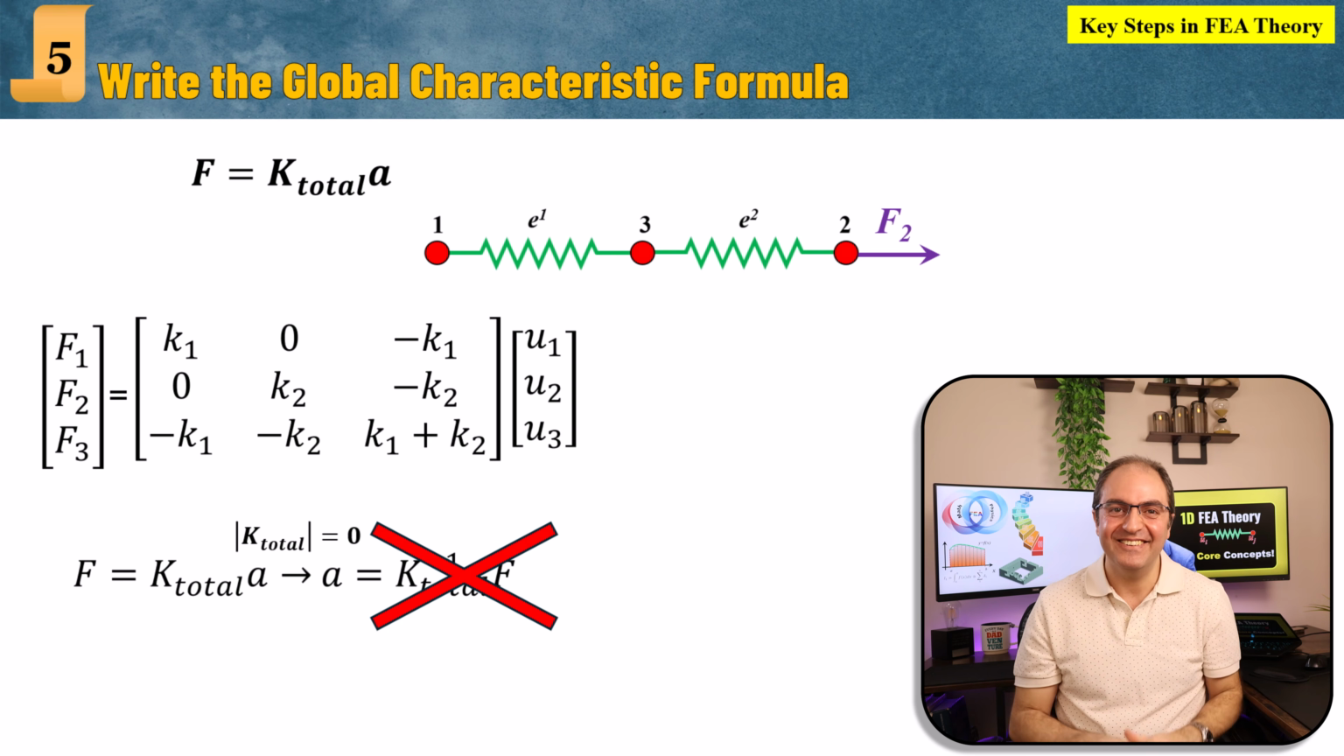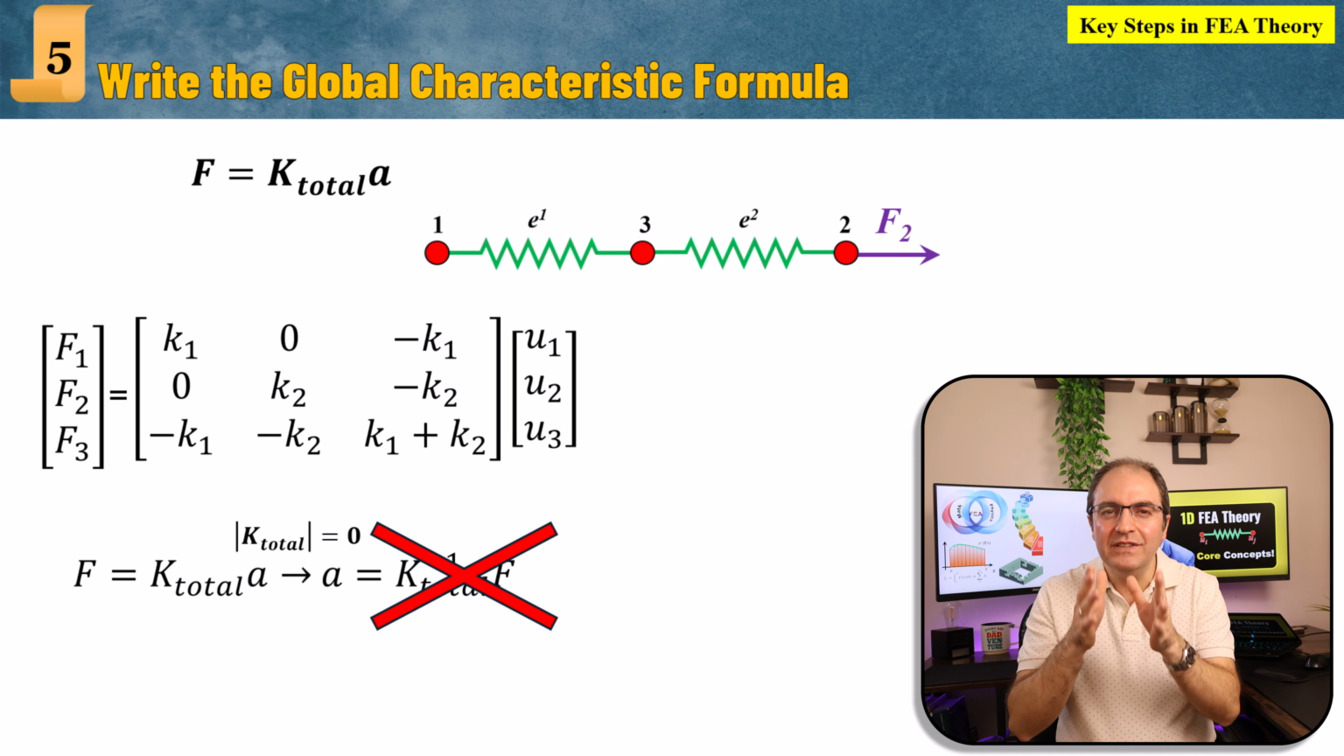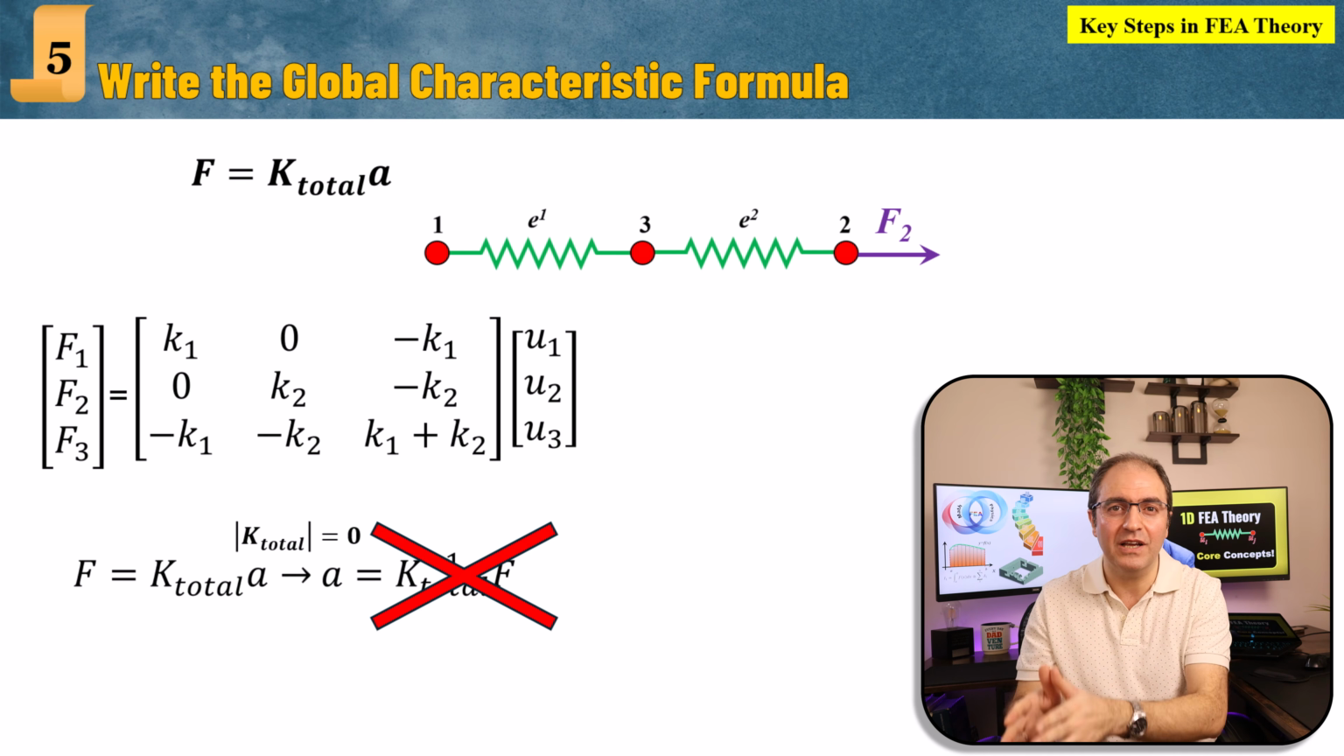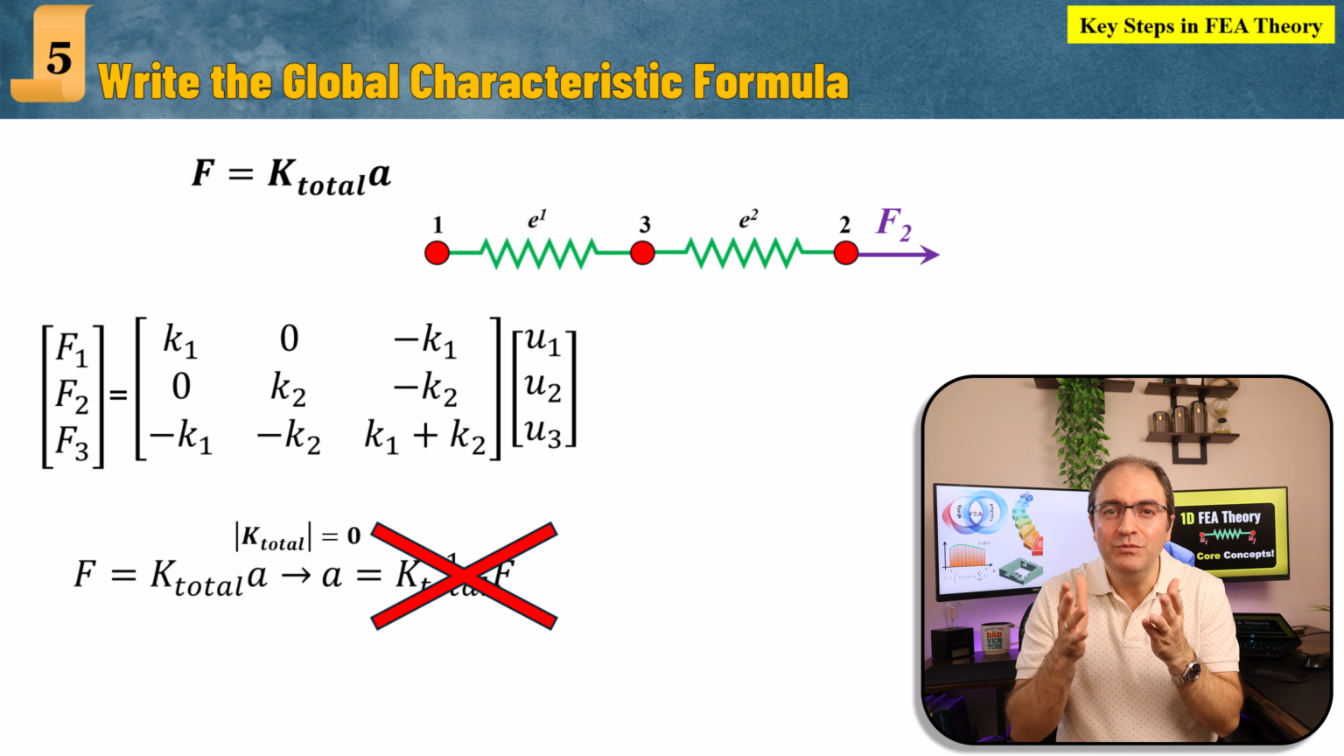See, again, physics. So although we've assembled the system correctly and written the proper characteristic equation, we cannot move forward until we restrain the rigid body motion. We do this through constraints. In the next step, we'll see how applying those constraints makes the system solvable and physically meaningful.